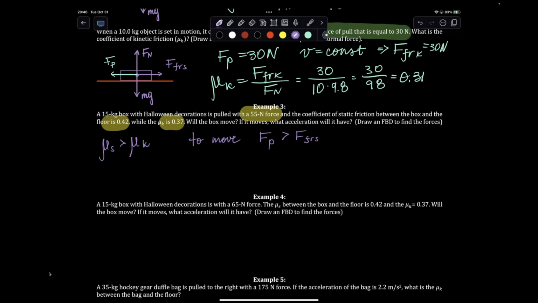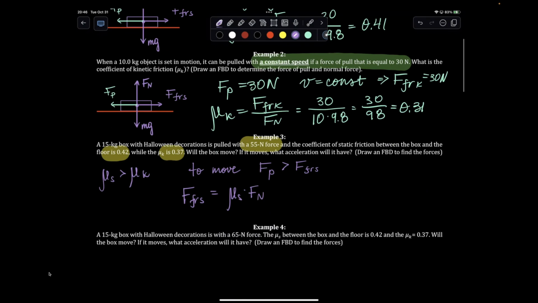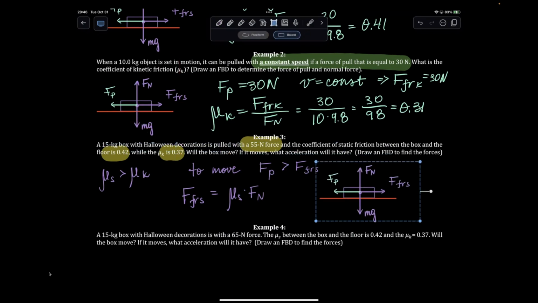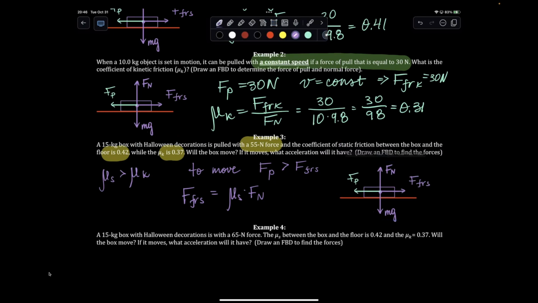So what we need to figure out is how much maximum force of friction these two surfaces are capable of producing. So we're going to use mu static times normal, and if it's flat, I want you to draw the free body diagram. So you're going to draw this. I'm going to just cheat a little bit and duplicate it. You go ahead and draw it.